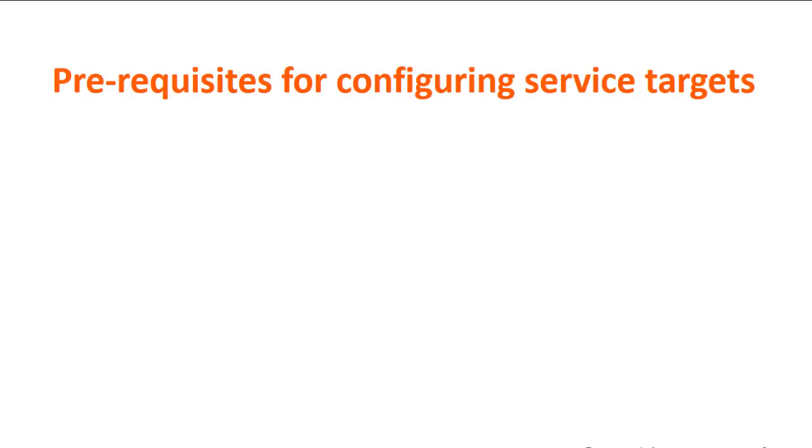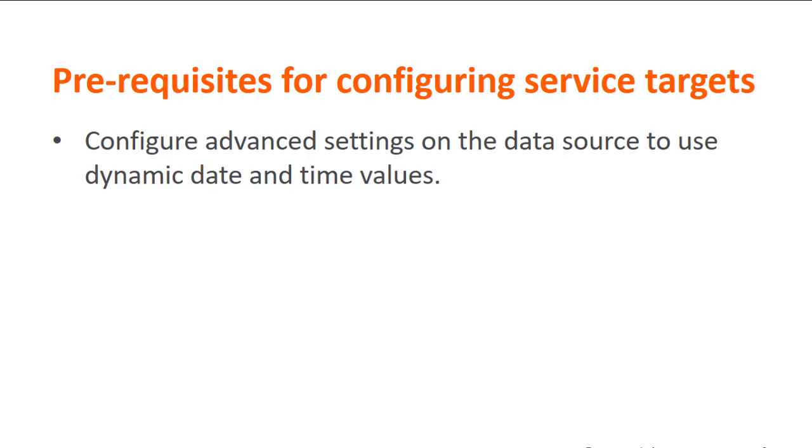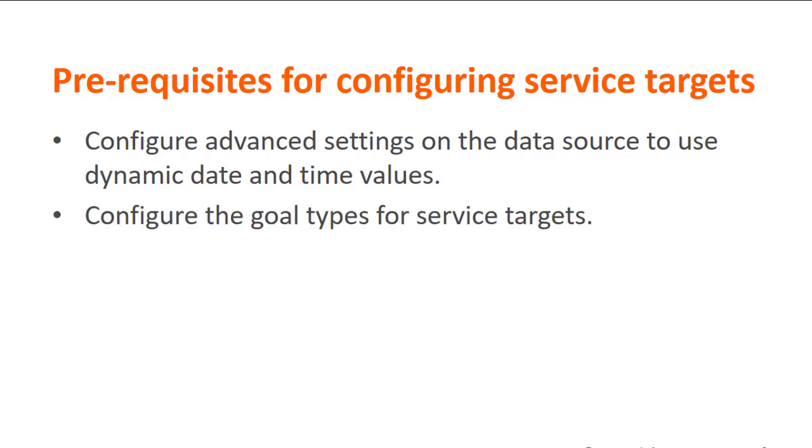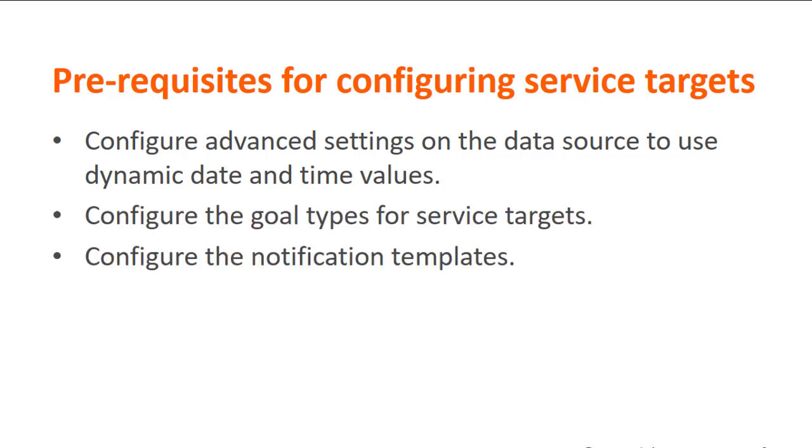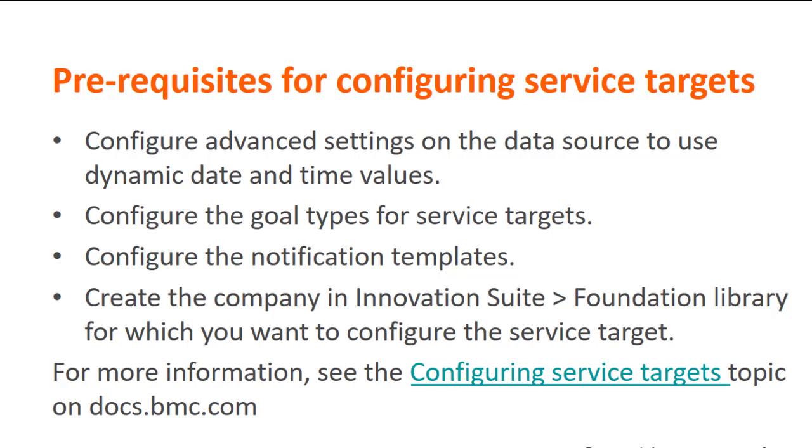If you want to use dynamic date and time attributes, configure the advanced settings on the data source. Configure the goal type if you want to use one. Create a notification template and ensure that you have selected the company for which you want to configure the service target.